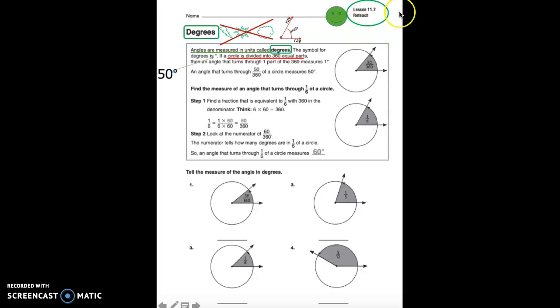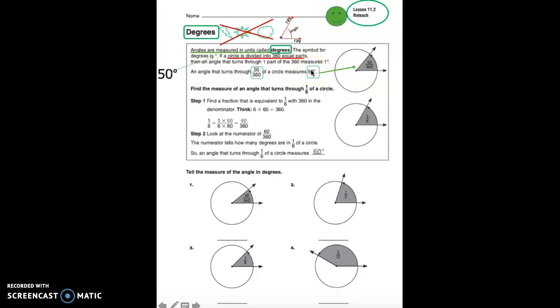Angles are measured by units called degrees. The symbol for degrees is a small degree circle, as you can see right here. If a circle is divided into 360 equal parts, then an angle that turns through one part of the 360 degrees measures 1 degree. Now, what does that mean? Let's take a look. An angle that turns through 50 over 360 of a circle measures 50 degrees.